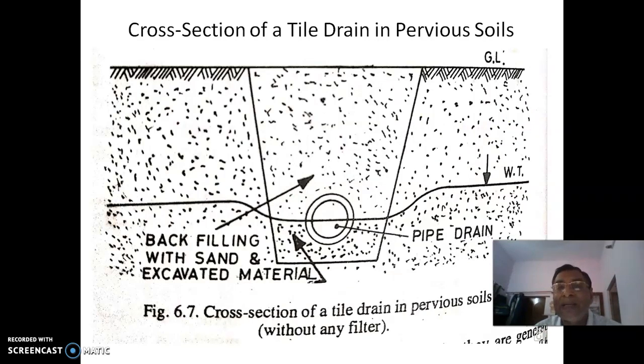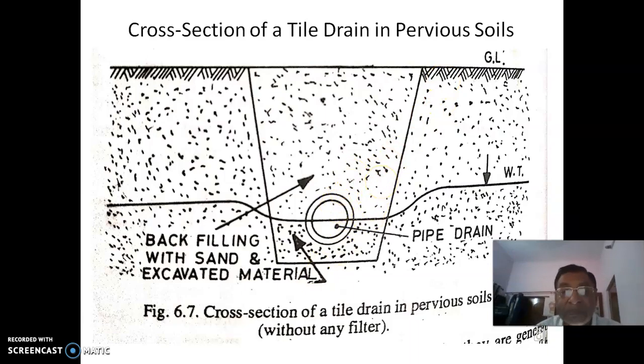Then, cross section of a tile drain in pervious soils. Okay, if the soils are pervious, you simply provide this pipe drain, backfilling with the sand and excavated material itself. You need not put any other material. You simply put the same material here, but there is a pipeline. Not necessarily always do you have a depression here. It is a general one. You can put a pipeline here, and then automatically the water gets drained. So that is how the water table is kept low. You can see here, it is not allowing it up to the top. It will be within this pipe.